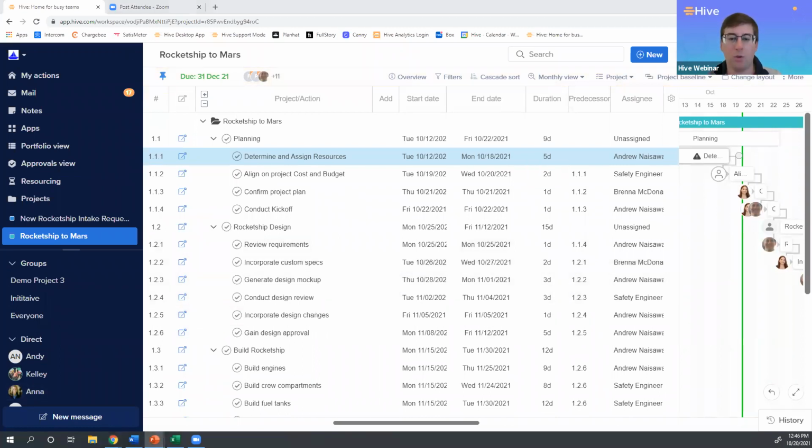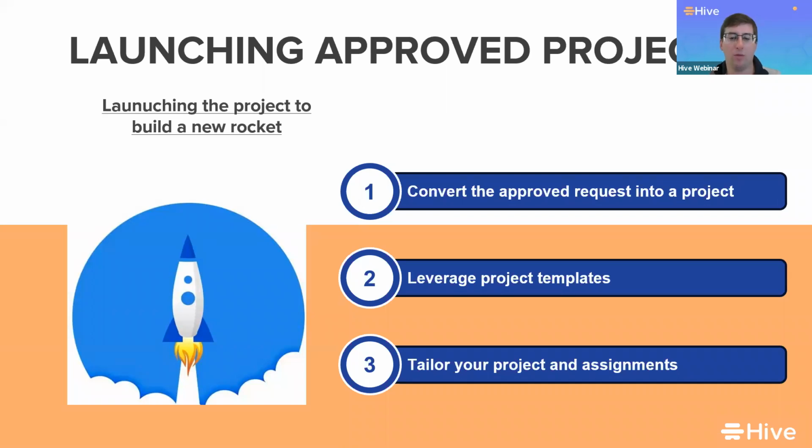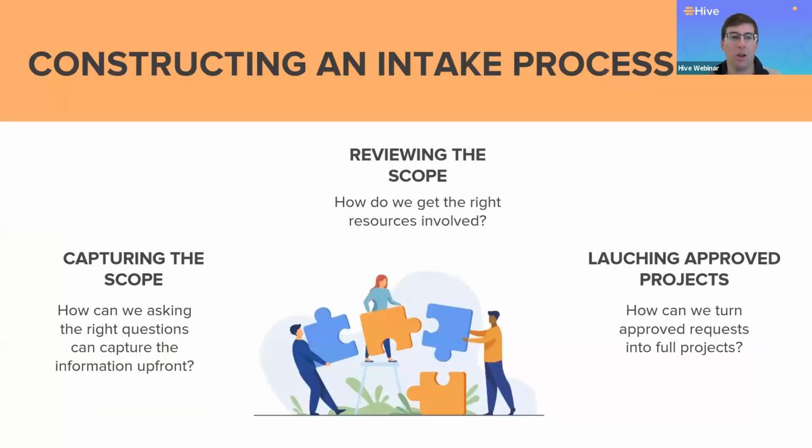So from there, just to do a quick recap on some of the items we covered before we go into the questions further. In terms of our 3 pillars around how you can capture the scope, how you can review the scope, and then launching those approved projects. For capturing the scope, that's where you can create a home base or an intake project for those reviews. And then using Hive forms, you can set up all the questions you need to capture that information upfront so that when it's submitted, it creates a new action card in that project that can be reviewed further.